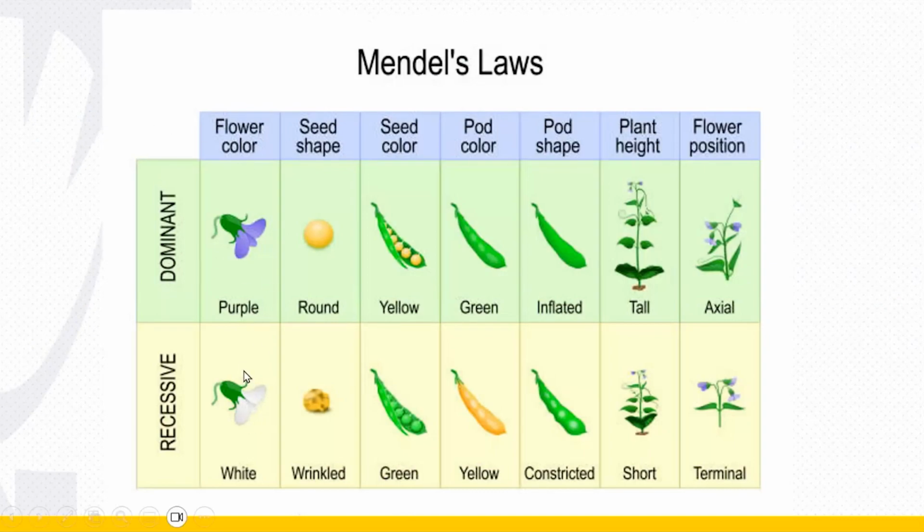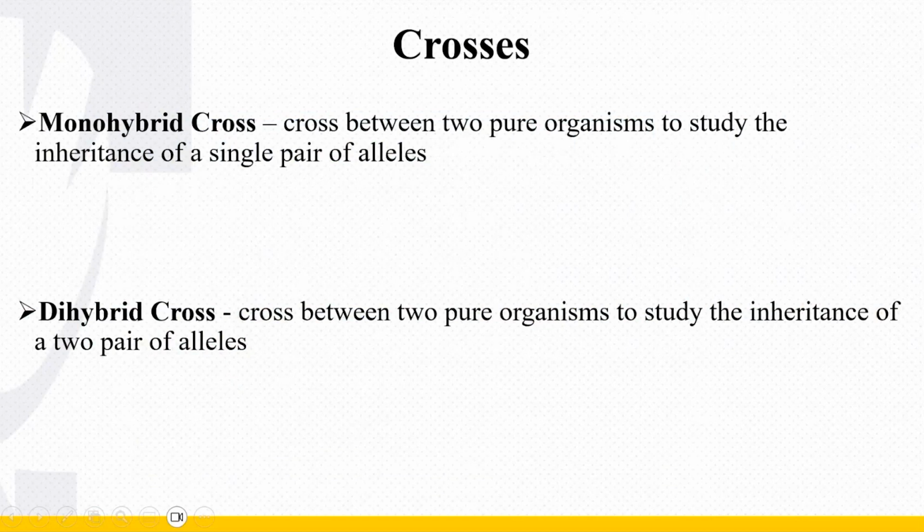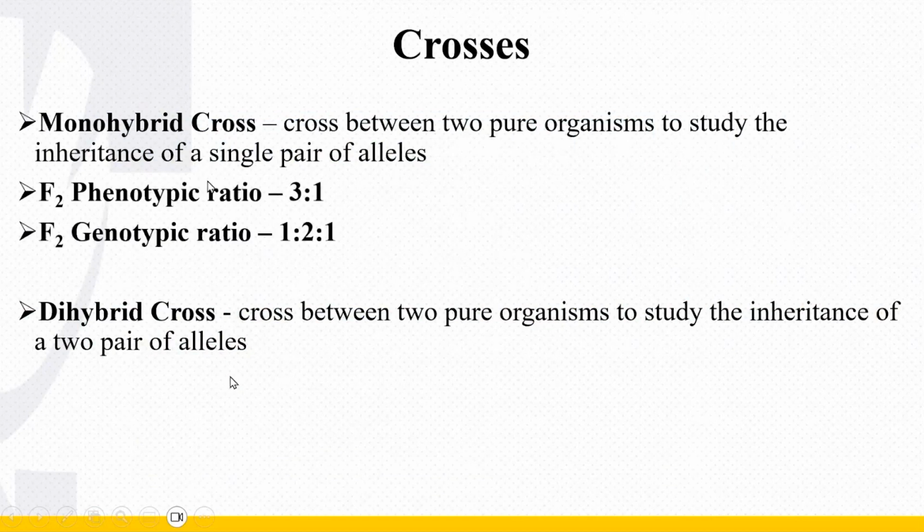And when he crossed those, the ratio was 3 purple to 1 white. That is the phenotypic ratio. The genotypic ratio is actually like the letter. So how many big A's, how many dominant flowers, homozygous dominant, how many heterozygous dominant, and then how many homozygous recessive.